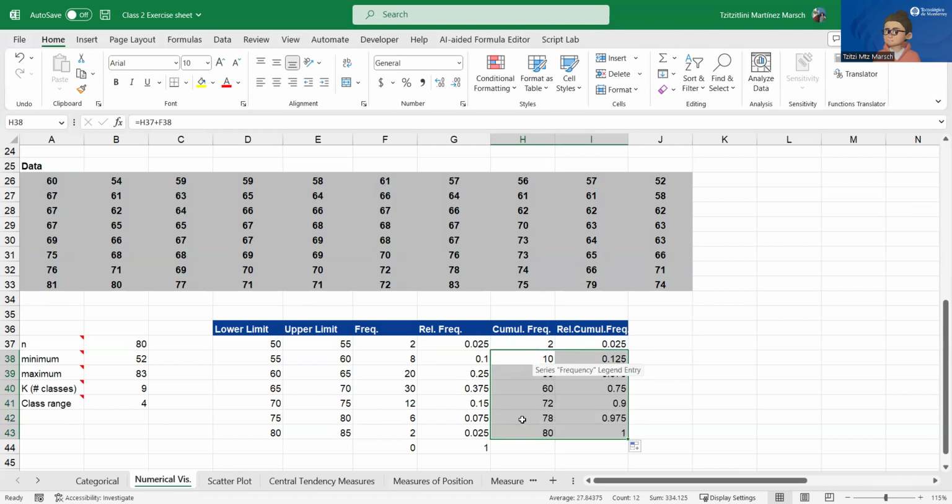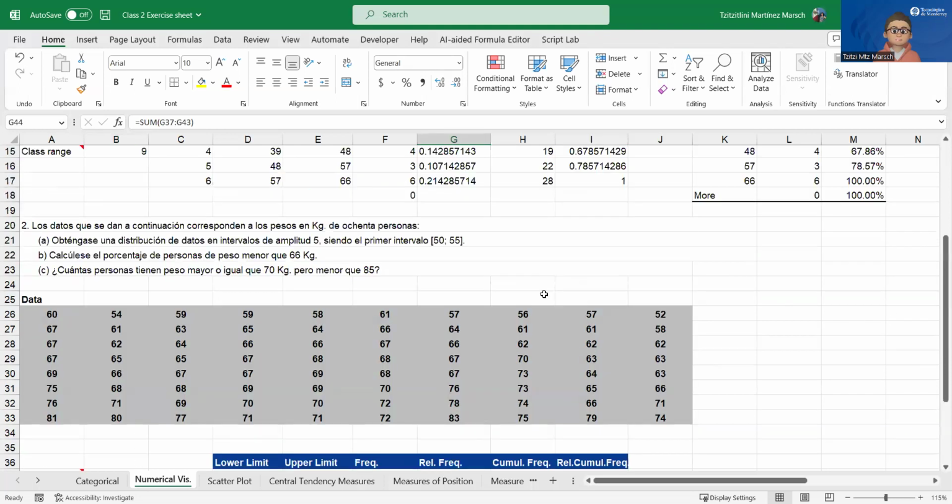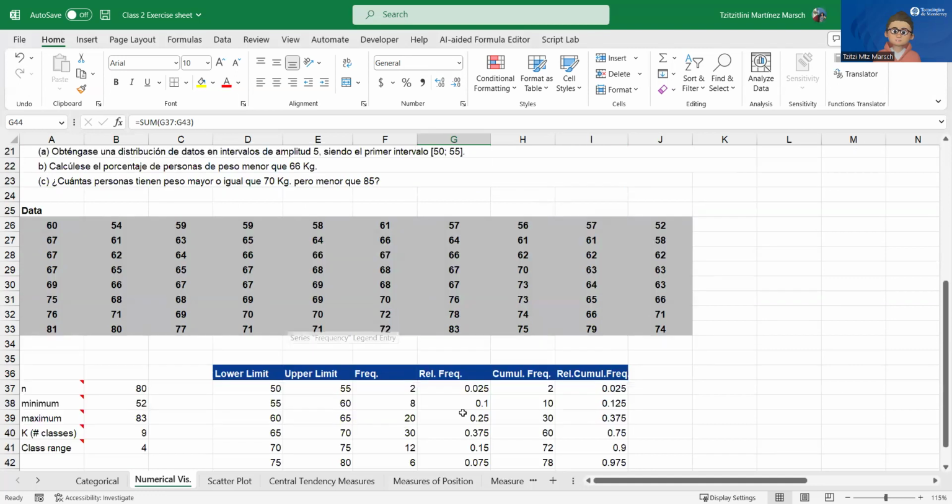The very last cumulative frequency should give me the 80, which is the sum of this, and the relative frequency should give me 1, which is the same as this one. Okay, and it says obtain the distribution of data, and we've already done this. This is what we've had of our information. It says this table, a frequency table.